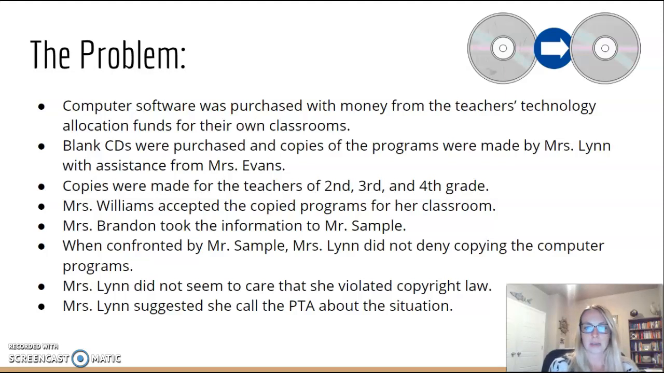When confronted by Mr. Sample, Miss Lynn, who was the librarian, did not deny copying the computer programs. She said that she did copy the programs for other teachers. Miss Lynn did not really seem to care that she violated the copyright laws. She was asking what was wrong with Miss Brandon and why it was such a big deal. And then she also suggested to Mr. Sample that she would call the PTA about the situation, let them know that she was trying to save them a bunch of money so they wouldn't have to purchase new computer programs, and that Miss Brandon and Mr. Sample were the ones who were trying to forego using the copied programs.